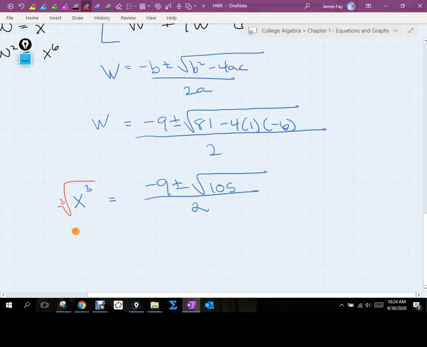Cube root. That'll leave me x. So if I cube root the left-hand side, then I need to cube root the right-hand side. Does that make sense? So that's what x is going to equal. It's ugly looking, right? Okay.